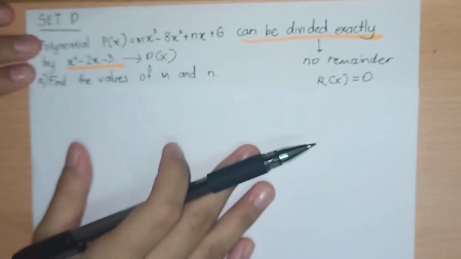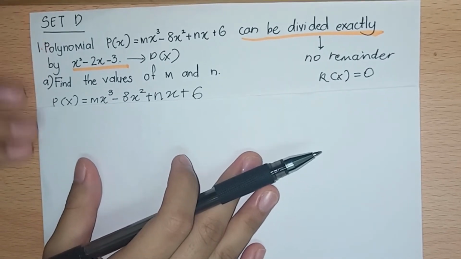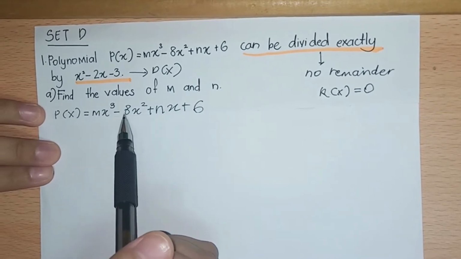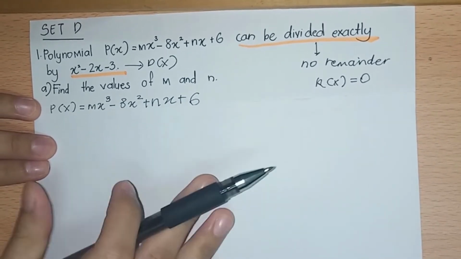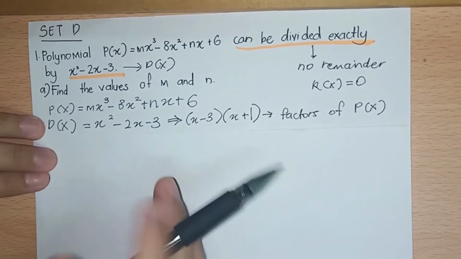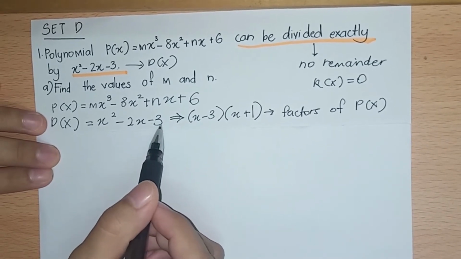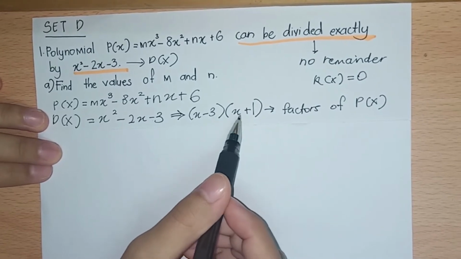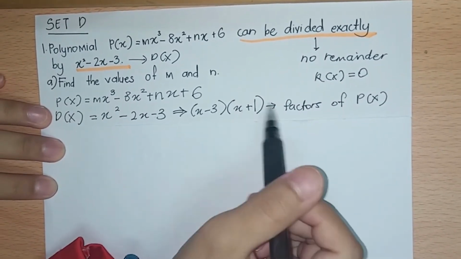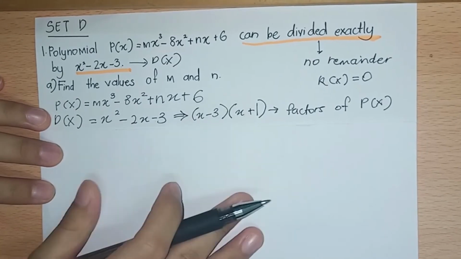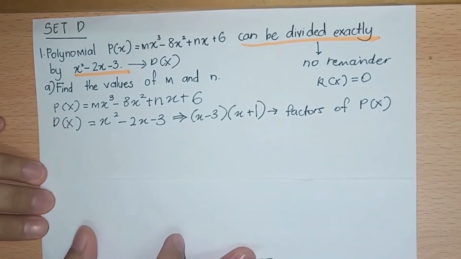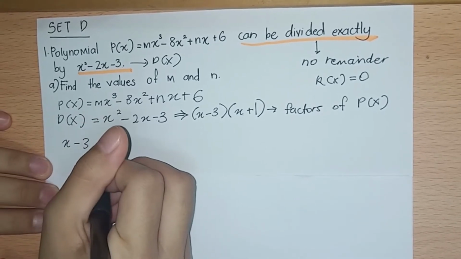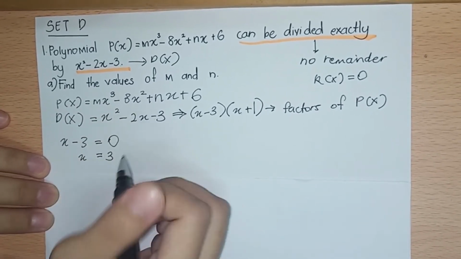So, the P(x) for this question is P(x) = mx³ − 8x² + nx + 6. The divisor is x² − 2x − 3, which we can factorize, and it will be (x − 3) times (x + 1), and they are the factors of P(x). So, x − 3 is equal to 0. x will be equal to 3.